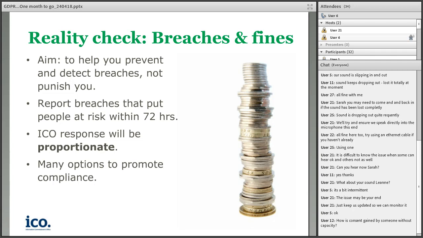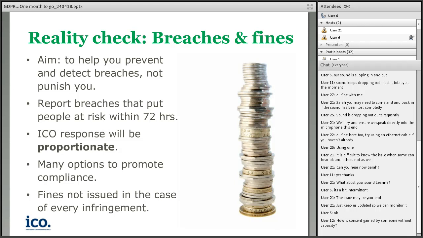And while fines may be the sledgehammer in the ICO's toolbox, we will still have access to lots of other tools that are well suited to the task at hand and just as effective. So for example, we can issue undertakings to organisations, which are kind of like agreements where the organisation commits to doing something, for example, staff training. And we can also issue enforcement notices, which compel an organisation to take certain steps. So please remember that fines will most certainly not be issued in the case of every infringement that's reported to us as the regulator. So any questions on breach reporting or breaches in general?